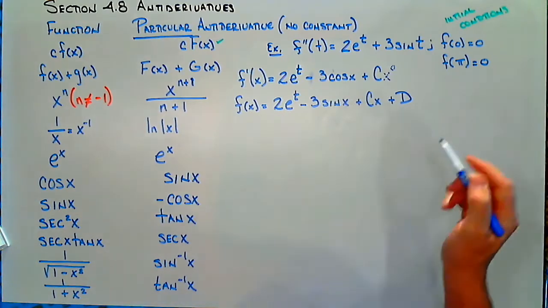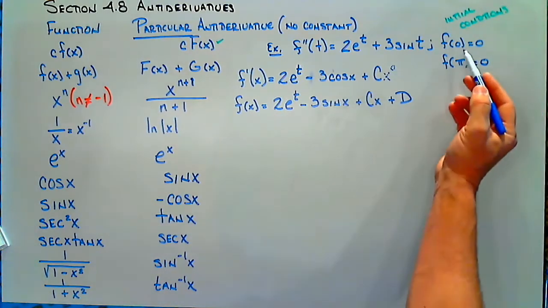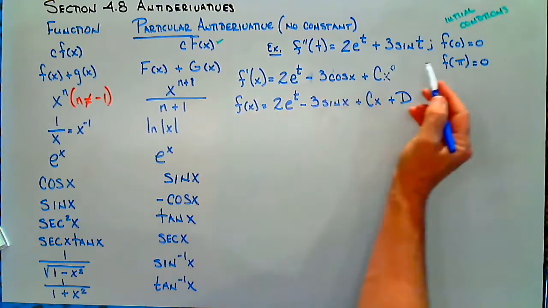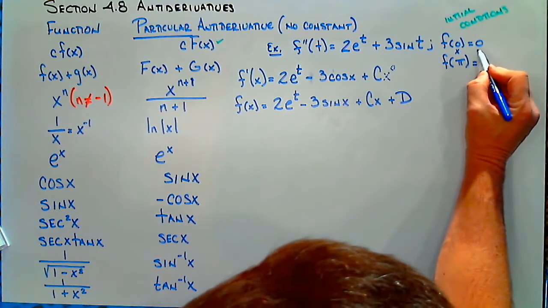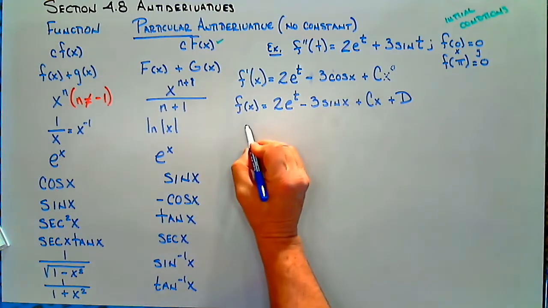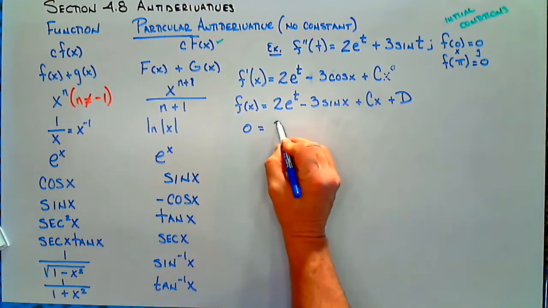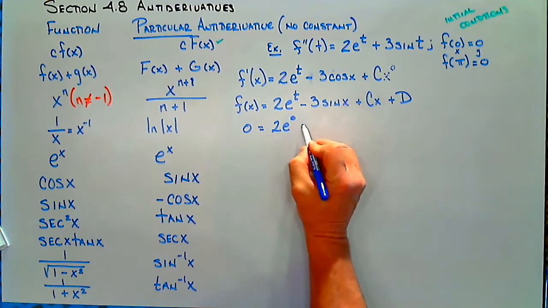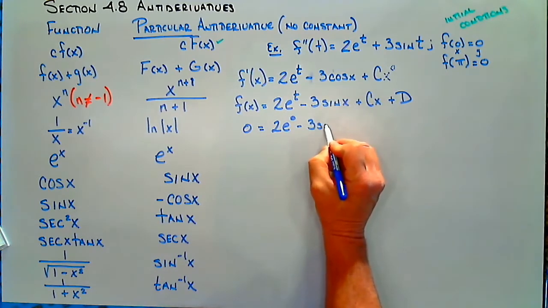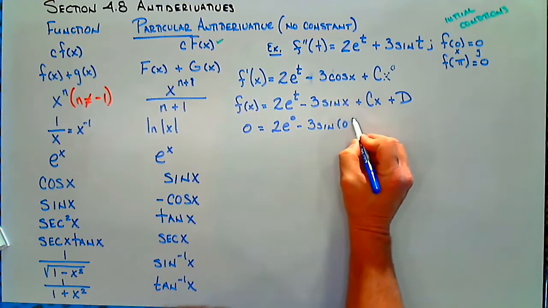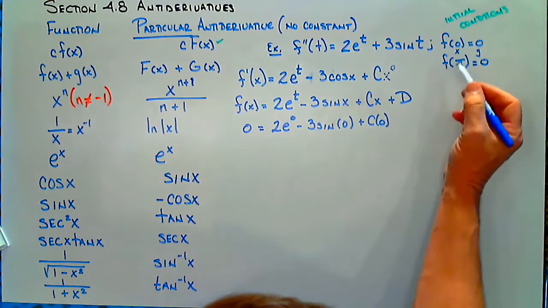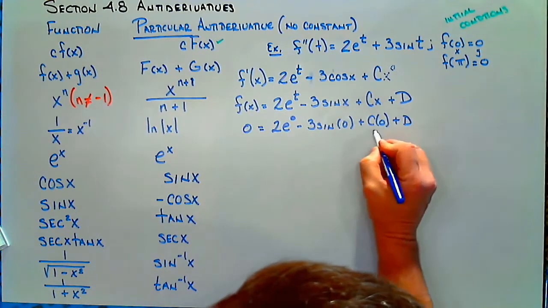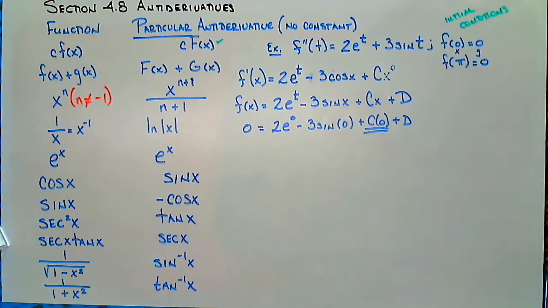So what do we do? We plug this in. I'm going to plug in f of 0. F of 0 says, when I plug in x is 0, remember this is your x, this is your y over here, I'm supposed to get 0, right? That's my y value. This is 2e to the 0 minus 3 sine of 0 plus c times 0, x is 0, plus b.